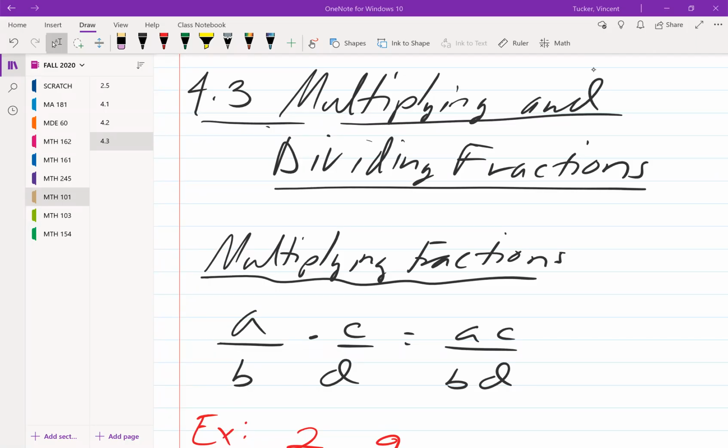Hello everyone, this lecture will be on multiplying and dividing fractions. Starting off with multiplying fractions.